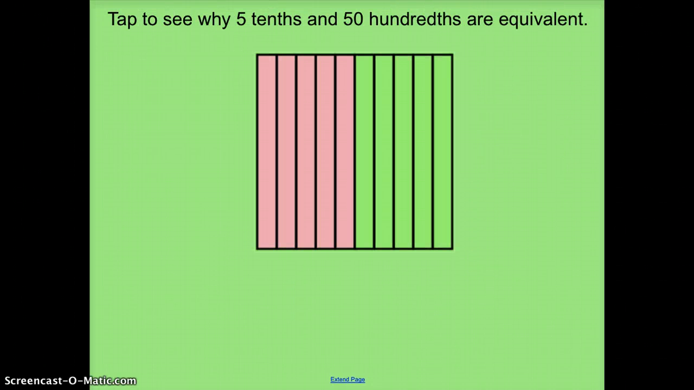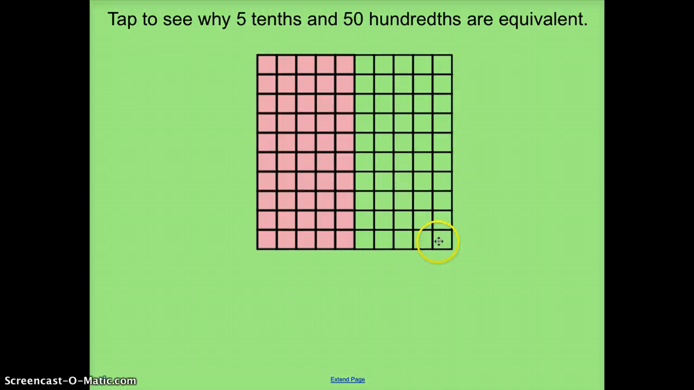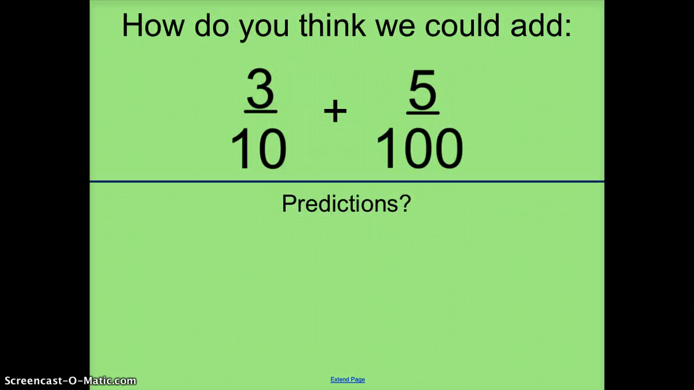So one thing that we're going to say about that is that this is currently 5/10ths. 5/10ths is equivalent to 50/100ths. Now that we know that, we can take a look at a problem like this and figure out what we might do with something like this when we're adding 3/10ths plus 5/100ths.